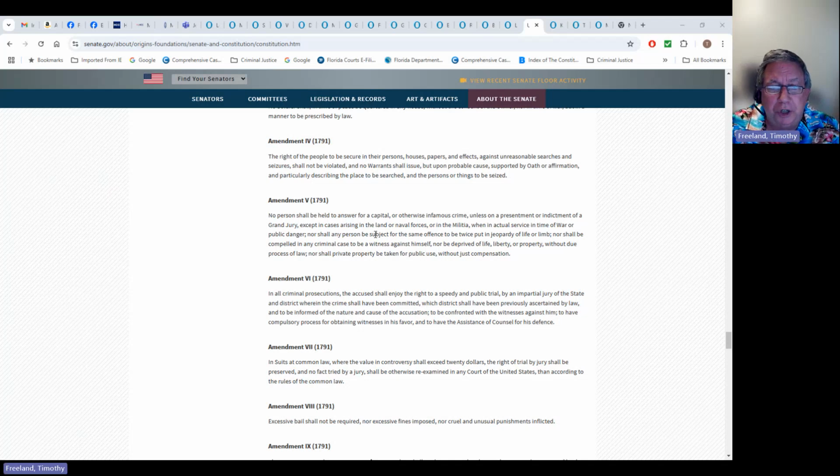This next one: nor shall any person be compelled in any criminal case to be a witness against himself. And that's where you would say, I'd rather plead the Fifth Amendment. When you plead the Fifth Amendment, this is the part that you're pleading. As a prosecutor, I can't force you to testify against yourself. And not only that, I can't comment on the fact to the jury that you did not testify on your behalf.